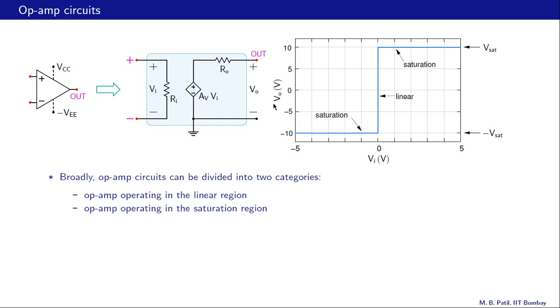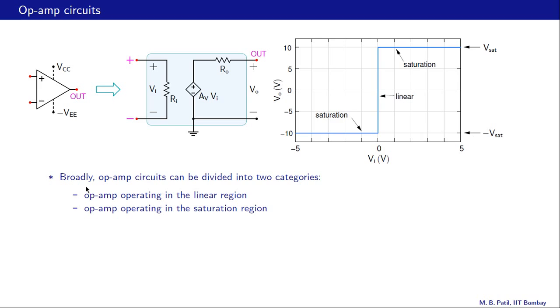Here is the VO versus VI relationship for an op-amp once again. There is this linear region which is very narrow, something like 0.2 millivolts or thereabouts. Then there is the saturation region which covers this part as well as this part. On the positive side, the output voltage saturates at plus VSAT. On the negative side, it saturates at minus VSAT.